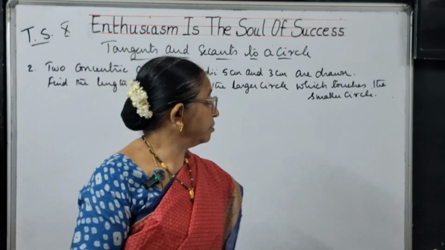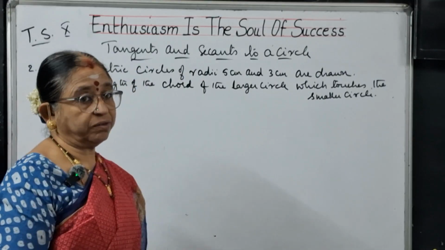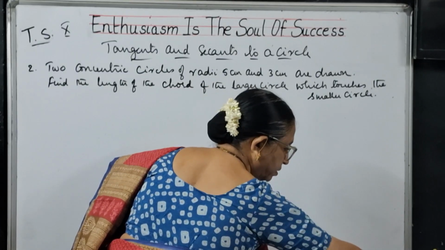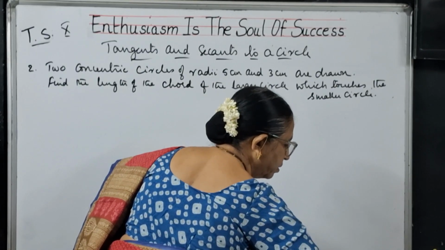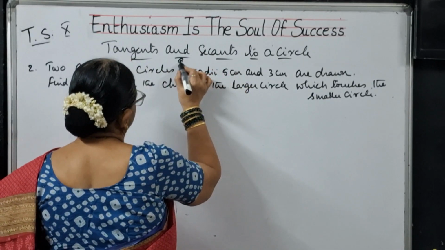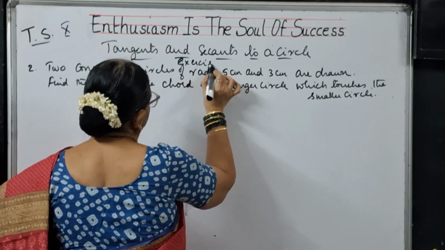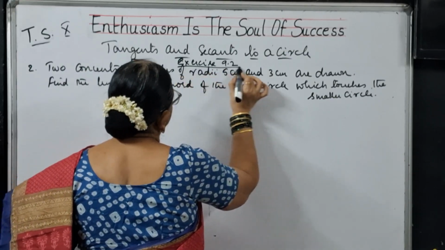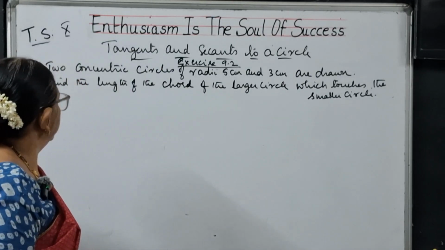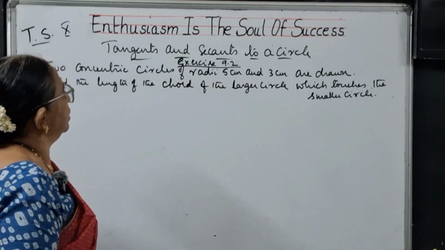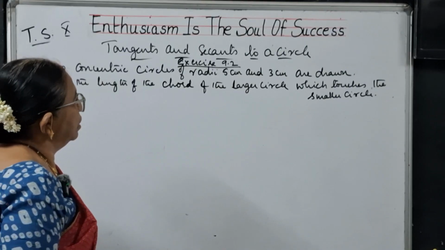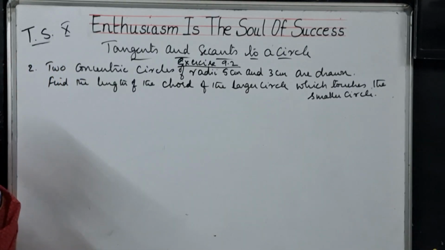Now, 10th class maths, tangents and secants to a circle. In that, this is exercise 9.2. In this exercise 9.2, second sum, first sum already I have done in the previous class. So second sum: two concentric circles of radius 5 centimeters and 3 centimeters are drawn. Find the length of the chord of the larger circle which touches the smaller circle.